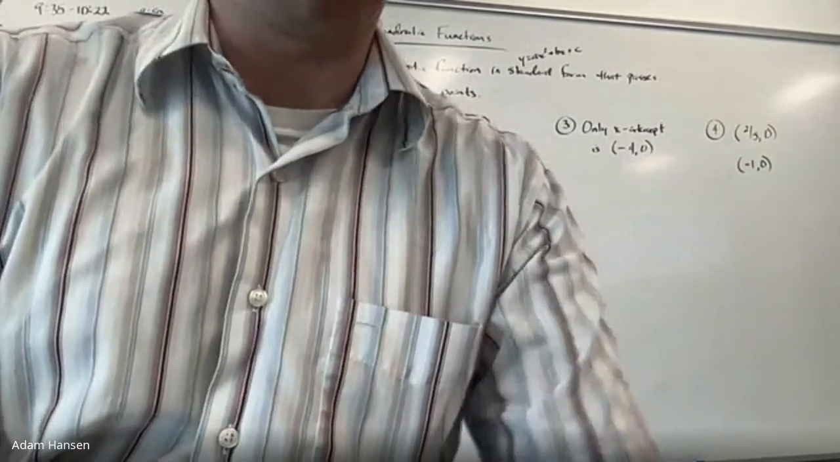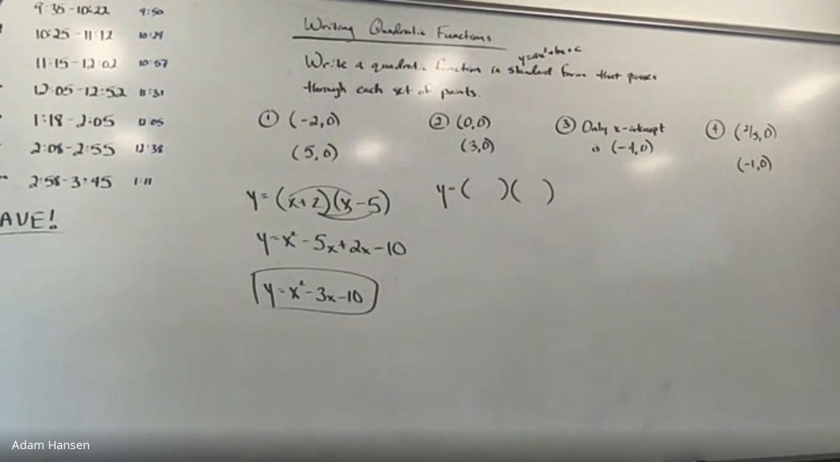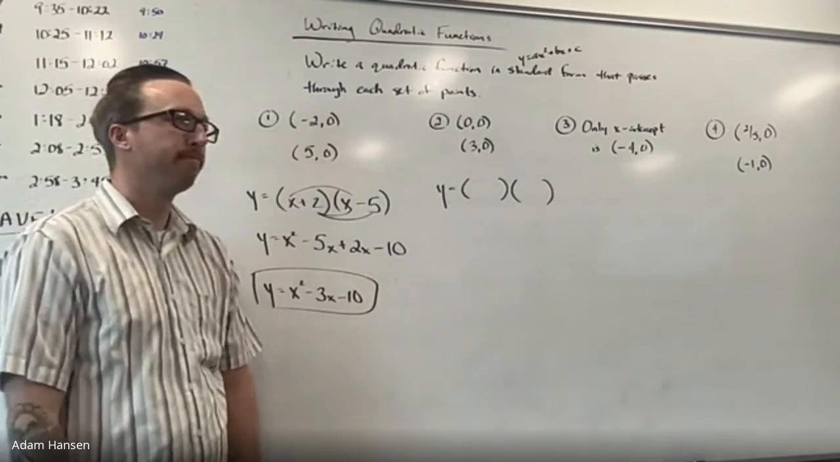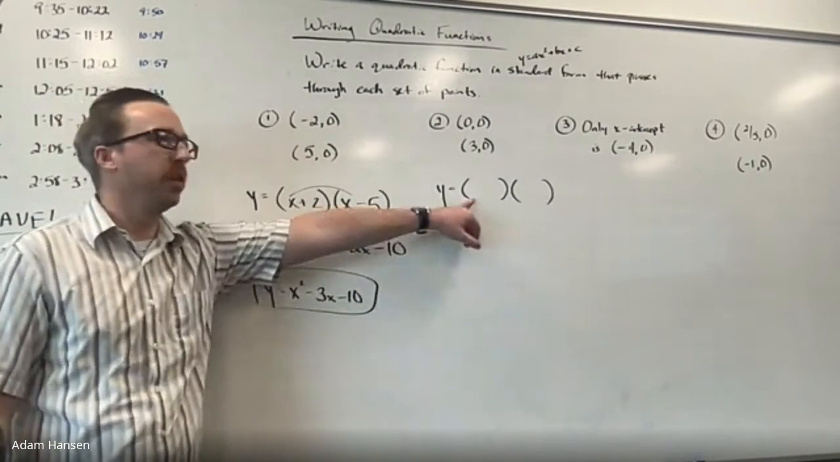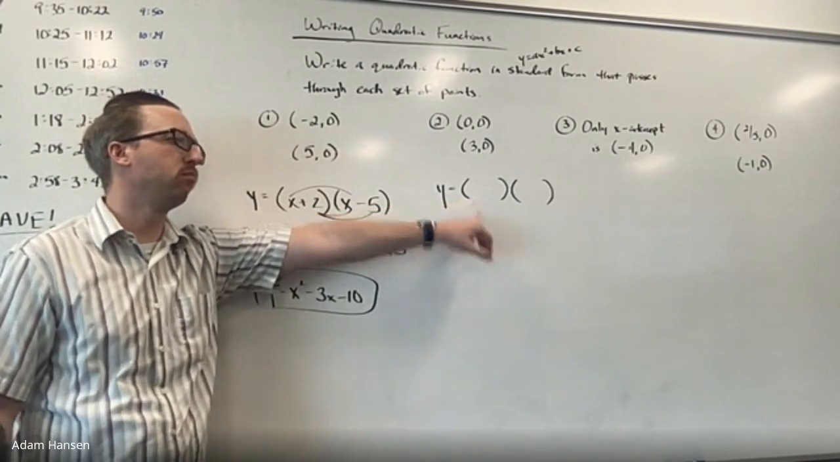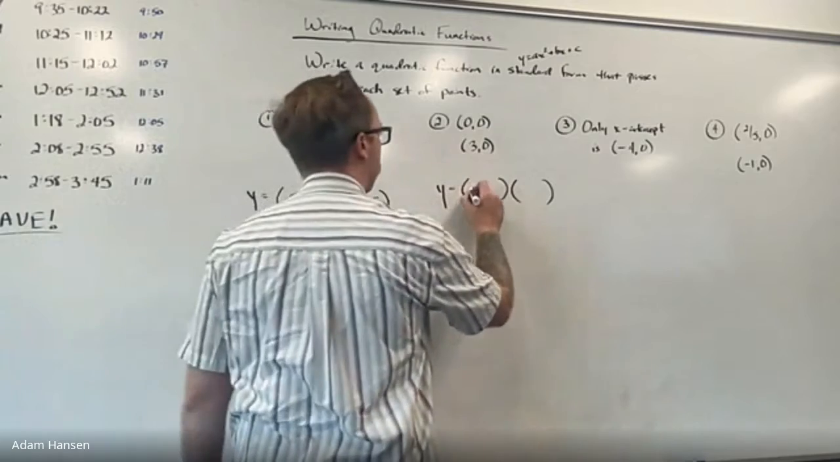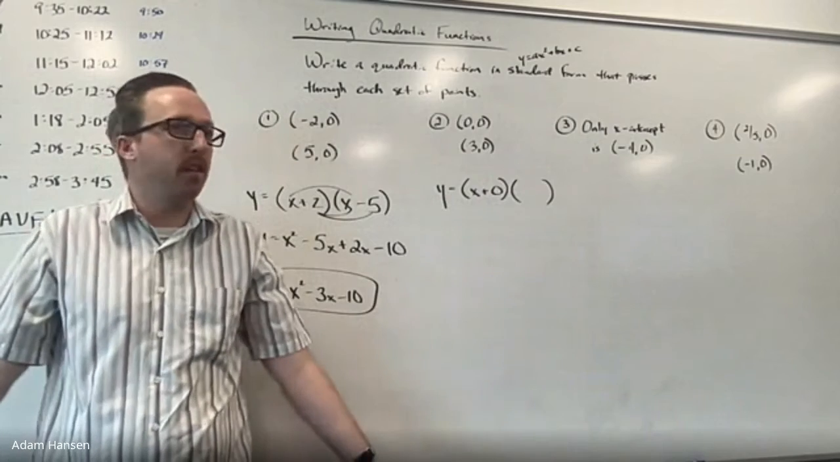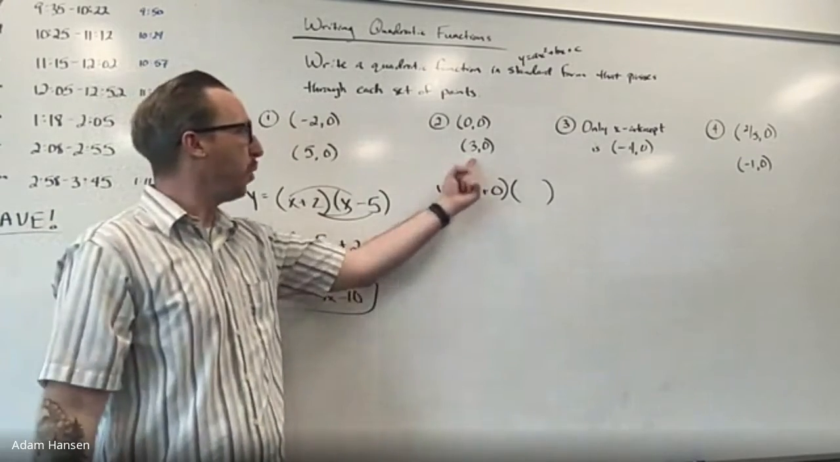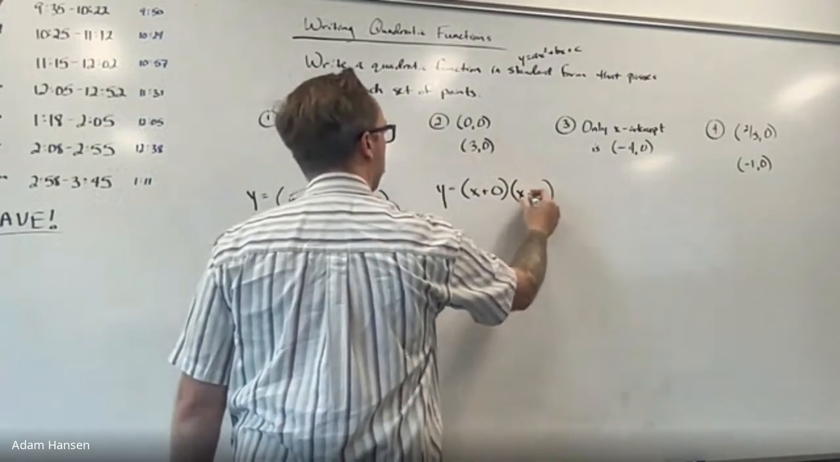Got to make it back to 0. What do you have to do to 0 to turn it into 0? What must be added or subtracted to 3 to get it back to 0? What'd you put here, Zoe? X plus 0. What do you have to add to 0 to turn it back into 0? Nothing. It's already 0, right? What do you have to do to 3? X minus 3.